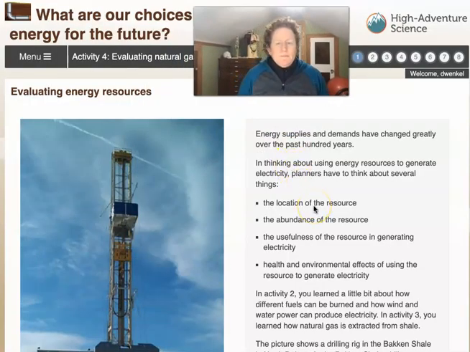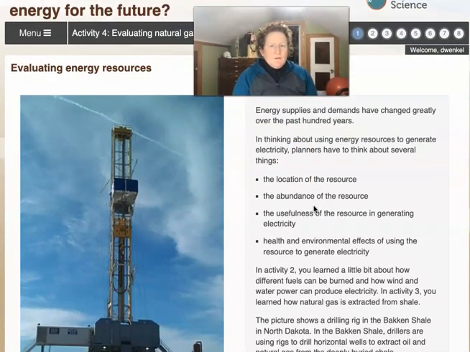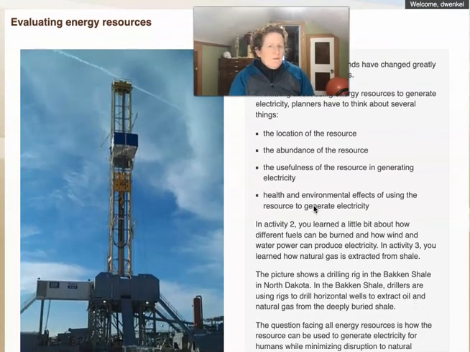So energy supplies and demands have changed greatly over the past 100 years. And thinking about using energy resources to generate electricity, planners have to think about several things: the location of the resource, the abundance of the resource, the usefulness of the resource in generating electricity, health and environmental effects of using the resource to generate electricity.